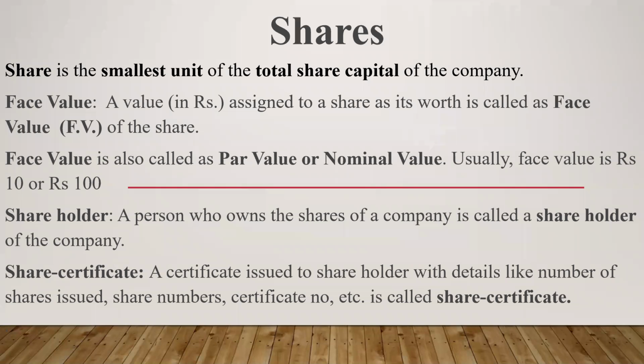Okay, what type of details? The number of shares issued to me, the share numbers, the certificate number. Such a certificate with all these details is called a share certificate. So what is a share certificate? A certificate that is issued to shareholders with details like number of shares issued, share numbers, certificate number, etc., is called a share certificate.